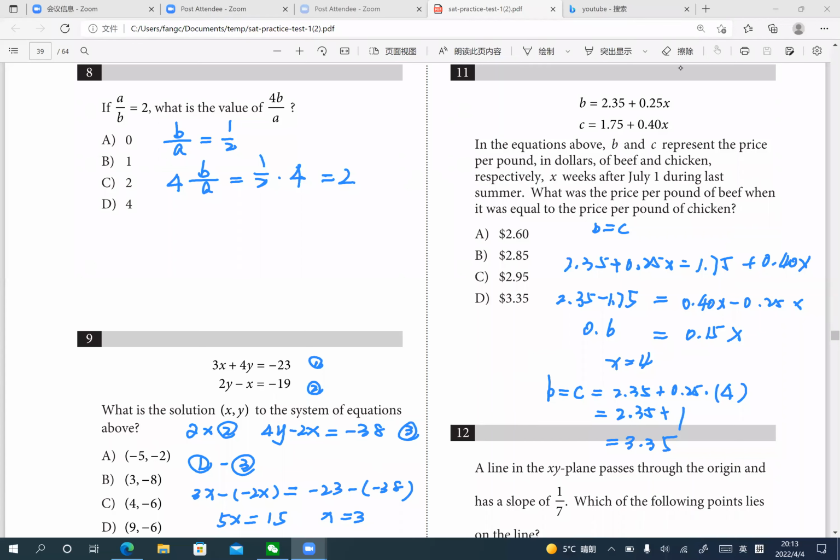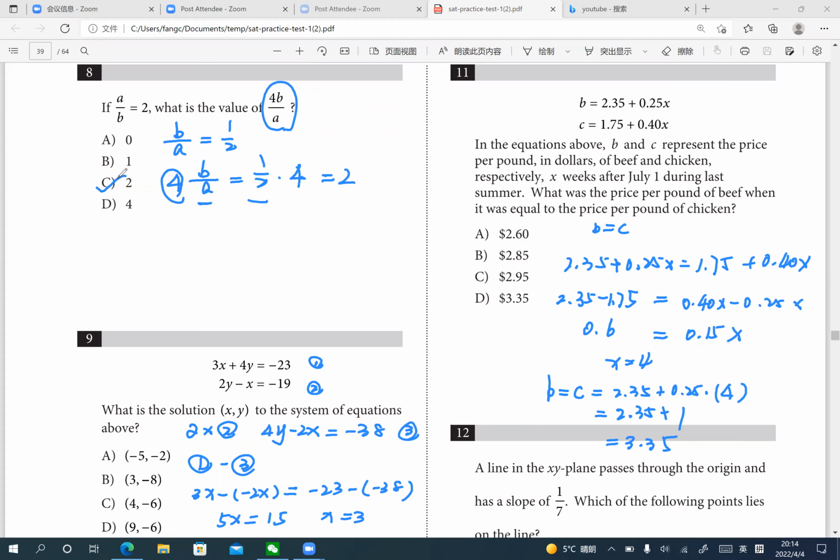Question 8. If A over B equals 2, what is the value of 4B over A? Since A over B equals 2, B over A should be equal to the reciprocal of 2, which is 1/2. And 4B over A means 4 times B over A, which is 4 times 1/2, which is 2. We should choose option C, question 8.